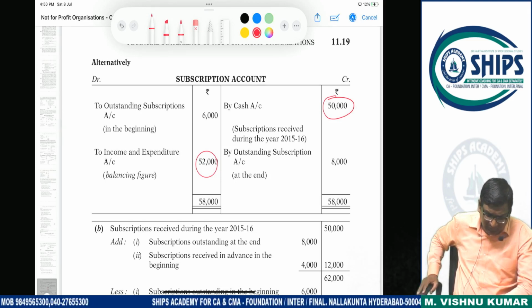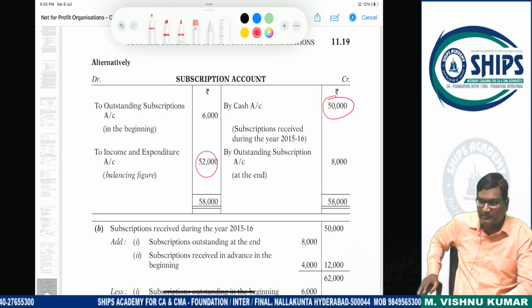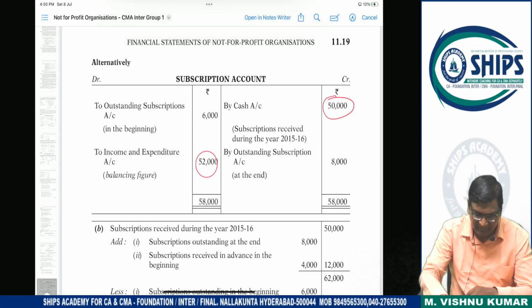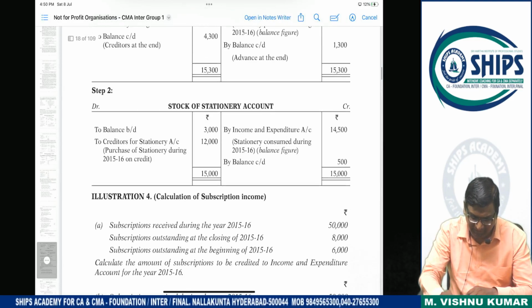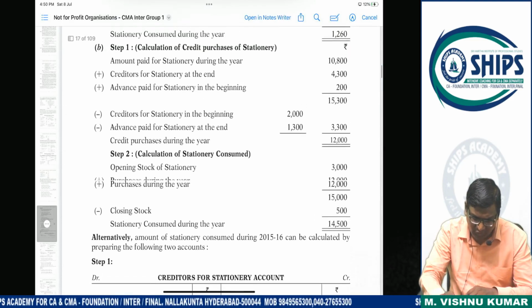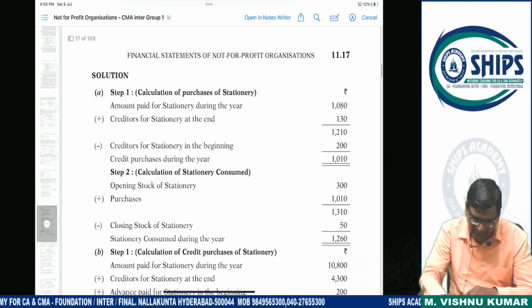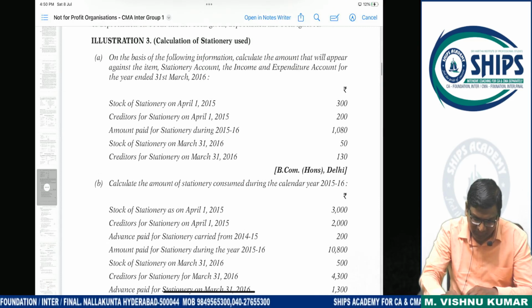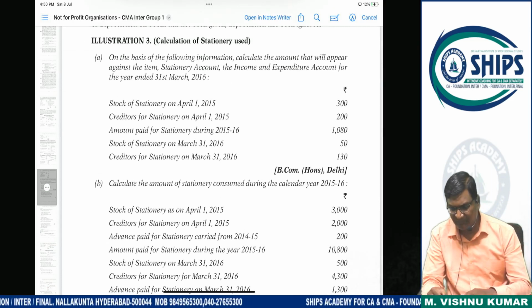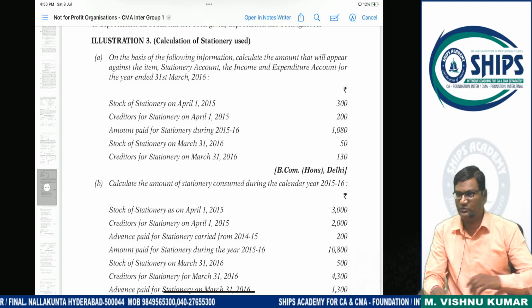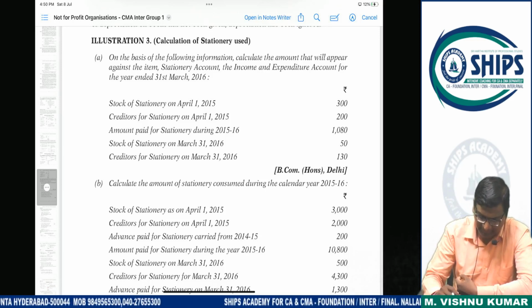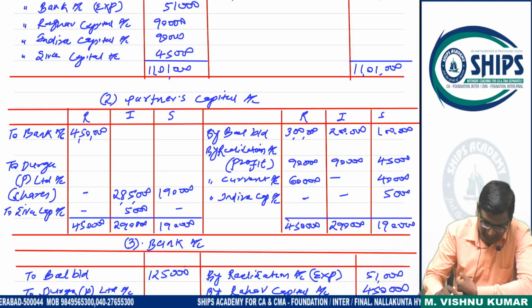Online students, is the concept of subscription understood or not? The next is stock of stationery or stock of postage stamps, etc. In this case also you can prepare an account, or you can do plus minus also. If you are preparing the account, it will be prepared in this way.